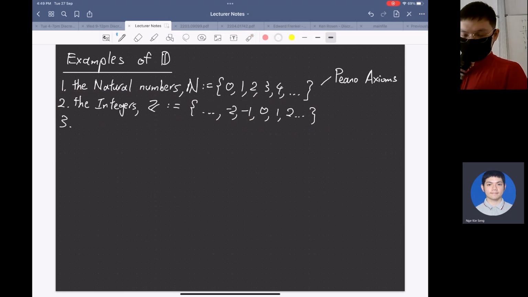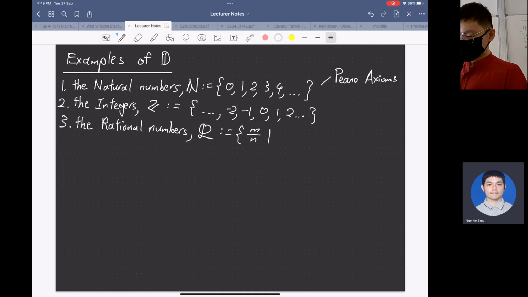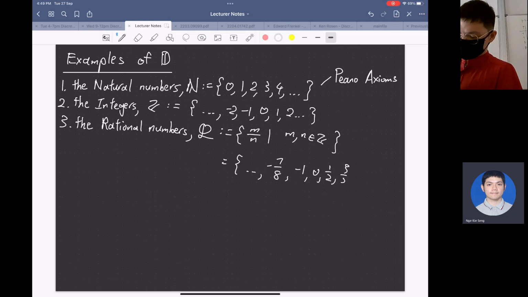And then next we've got the rational numbers. Now, what are rational numbers? They are the fractions. They can be written as m over n, where m and n are integers. For example, you will have negative 7 over 8, minus 1, 0, and so on. Also, you've got 4, and so on.